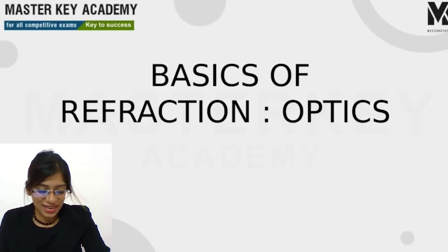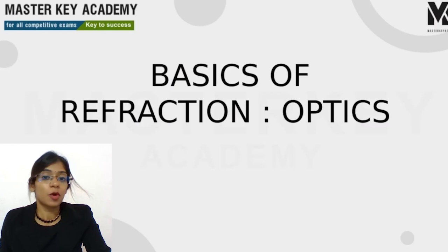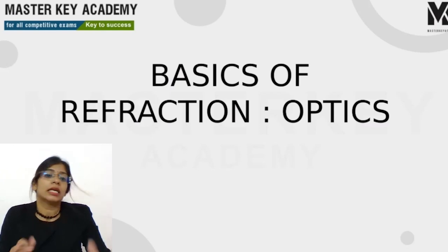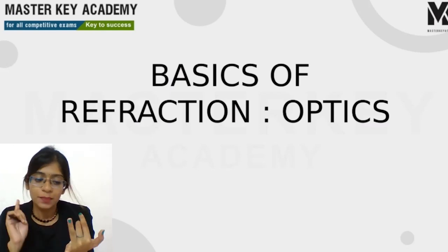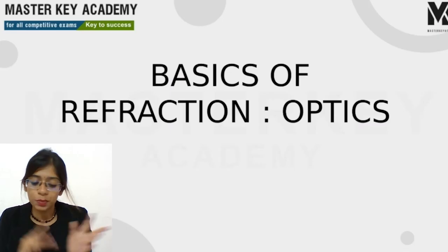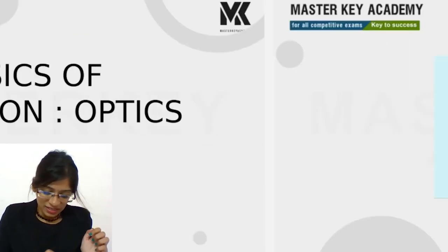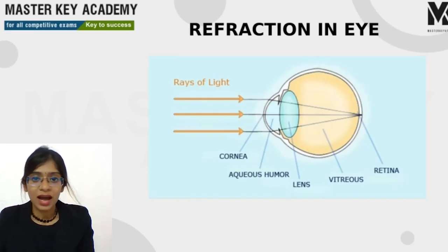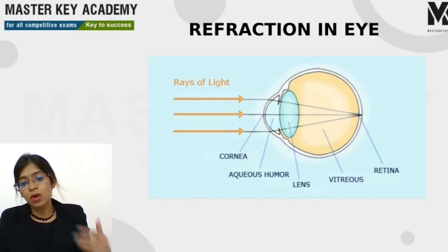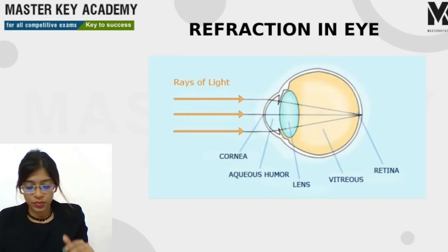Moving on to the next topics, we'll be talking about basics of refraction. Like we'll be talking about myopia, hypermetropia, presbyopia, and different kinds of astigmatism. So see, how are we able to see things?